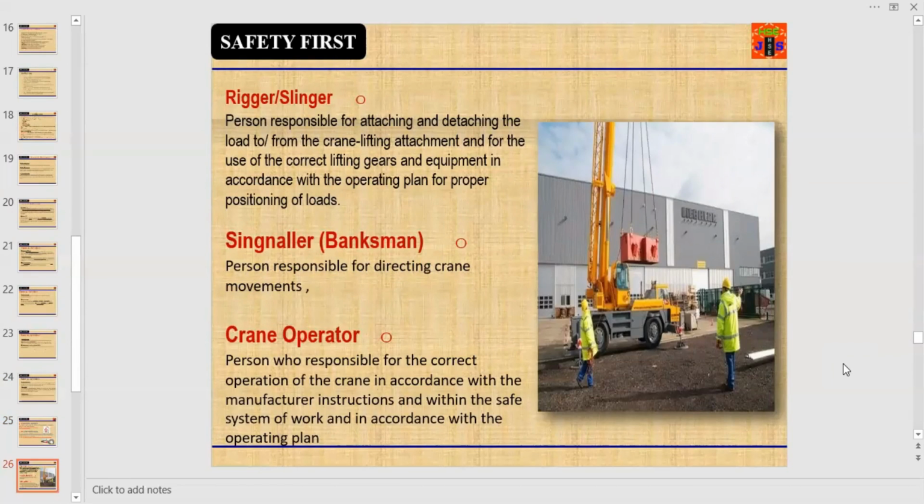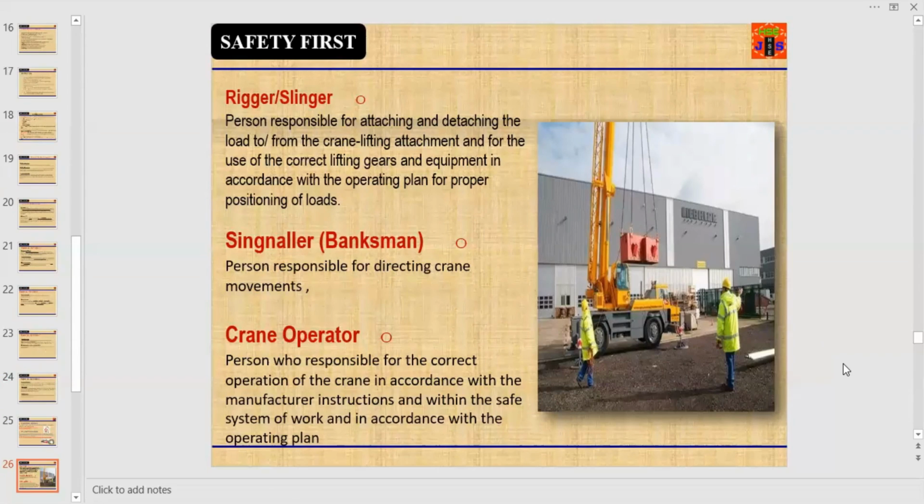Let us discuss what is the responsibility of a rigger or slinger: a person responsible for attaching and detaching the load to or from the crane lifting attachment and for the use of the correct lifting gears and equipment in accordance with the operating plan for proper positioning of loads.